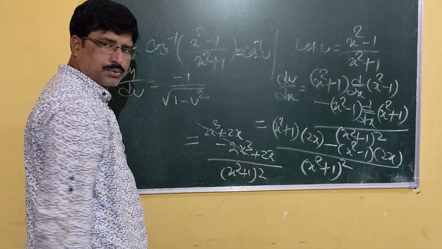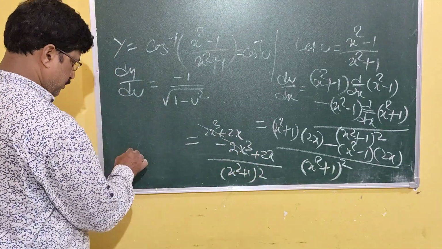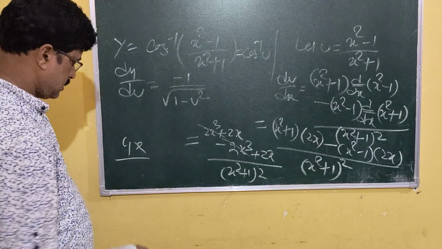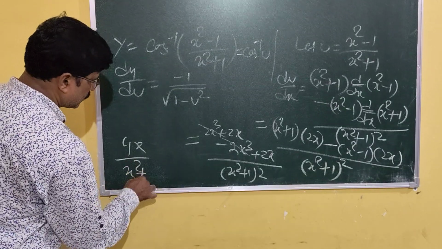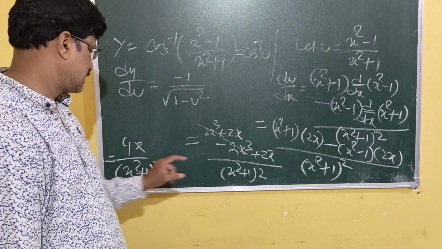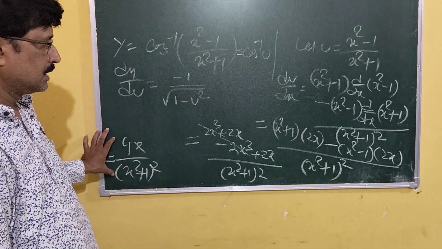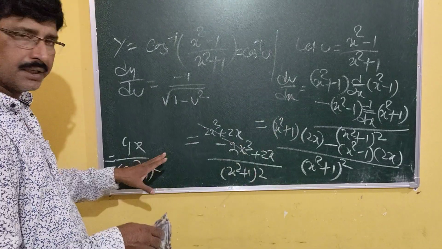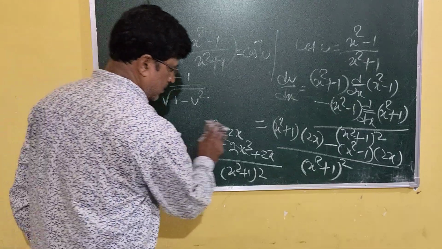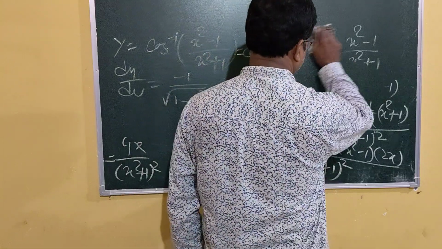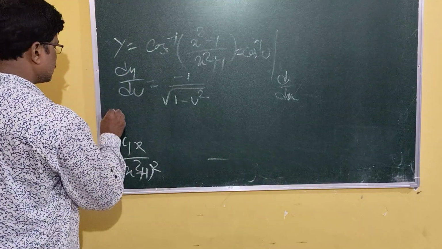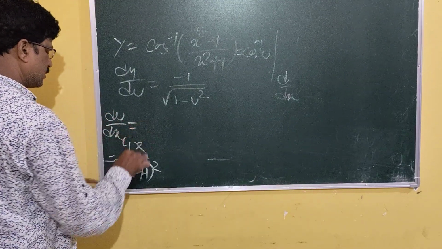See, 2x cube cancelling out, it becomes what? Now 4x by, here I am writing x square plus 1 whole square. What is that? Now du by dx. So du by dx is this. Now I can rewrite this one. For our solution, this is the part. I am omitting this one. So du by dx is equal to this.